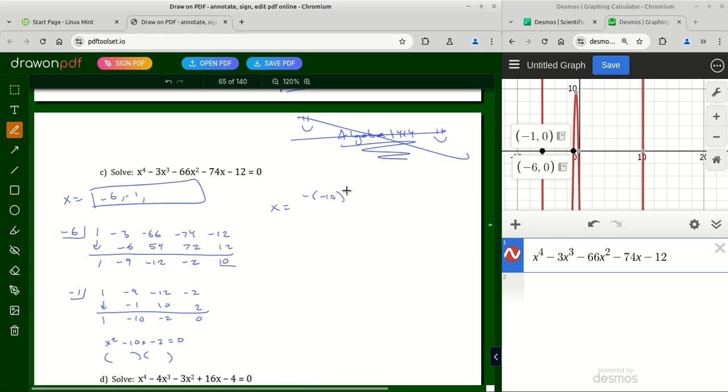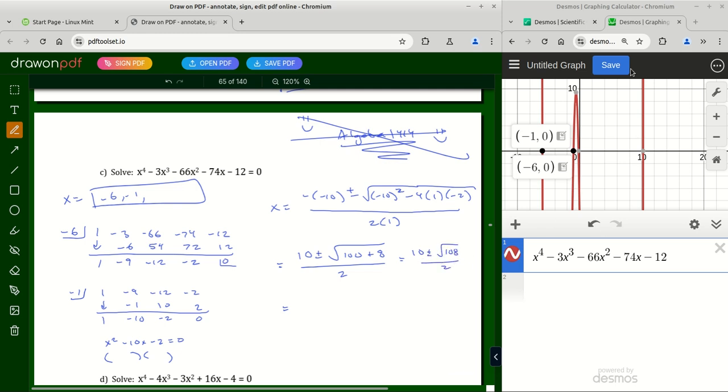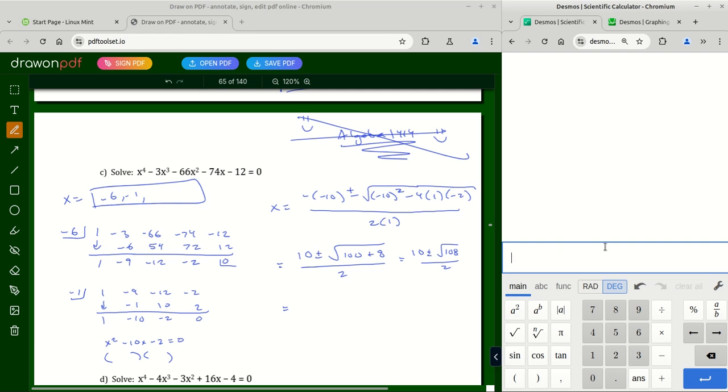Negative of a negative 10 plus or minus the square root. Negative 10 squared minus 4 times 1 times the negative 2, all over 2 times 1. So I got 10 plus or minus, that's 100 plus 8, all over 2. Now, I know that what we have right now is the square root of 108. I really think that we can pull some numbers out from that. So 108 divided by 4. Oh, yeah, there it is.